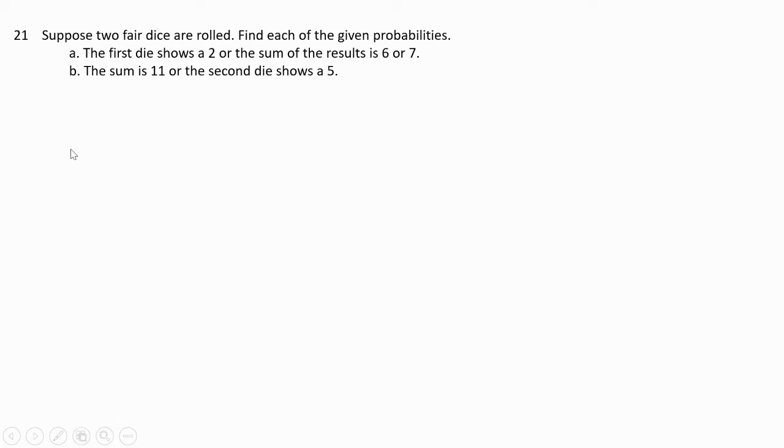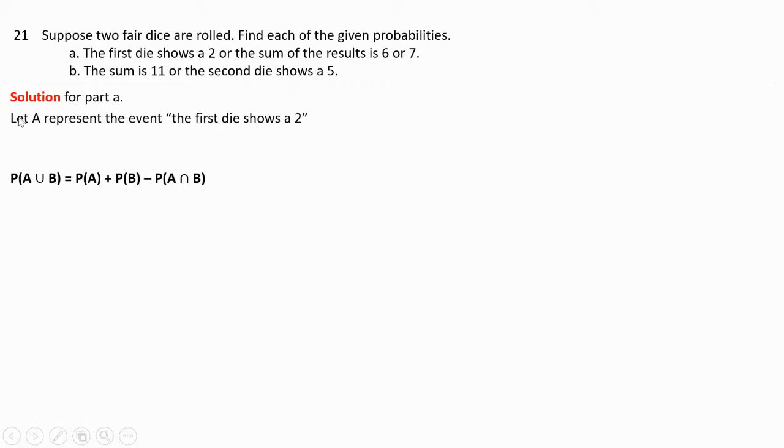Okay, now, number 21. We're almost done here, guys. Suppose 2 fair dice are rolled. Find each of the given probabilities. The first die shows a 2, or the sum of the result is 6 or 7. If you're confused about what a fair die means, it means that all the sides of the die have the same weight. Some dice are called loaded dice, which means some of the sides are heavier than the other sides, so that particular die will always land on the heavier number. These are all fair, meaning they have the same chance to be rolled.